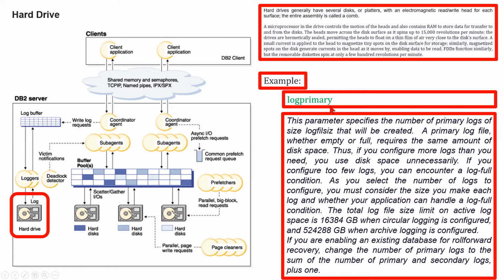The total log file size limit on active log space is 16,384 gigabytes when circular logging is configured, and 524,288 gigabytes when archive logging is configured. If you are enabling an existing database for roll forward recovery, change the number of primary logs to the sum of the number of primary and secondary logs plus 1.